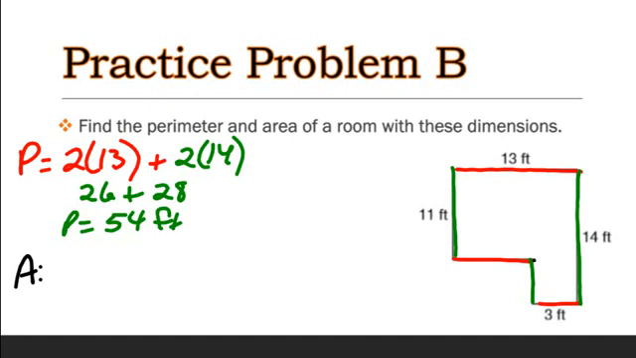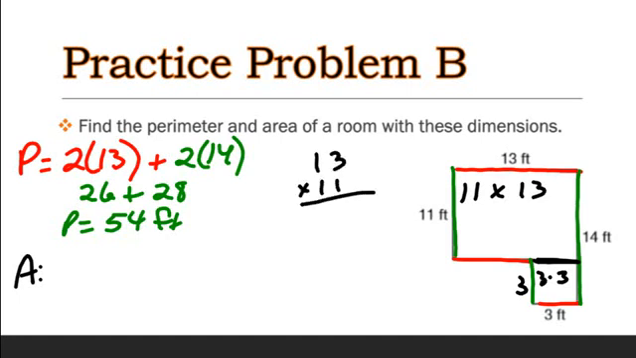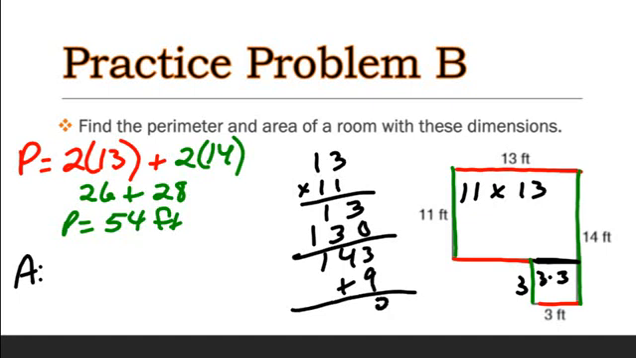And then the area. Here I'm just going to extend this part right here. So now on top I have 11 times 13. And down here, if this is 11, that means this has to be 3. So 3 times 3. So let's do 13 times 11. 1 times 3 is 3. 1 times 1 is 1. 0 down. 1 times 3 is 3. 1 times 1 is 1. So now we have 143 plus our 3 times 3, which is 9. So add our 9. We get 152. So area would be 152 square feet.